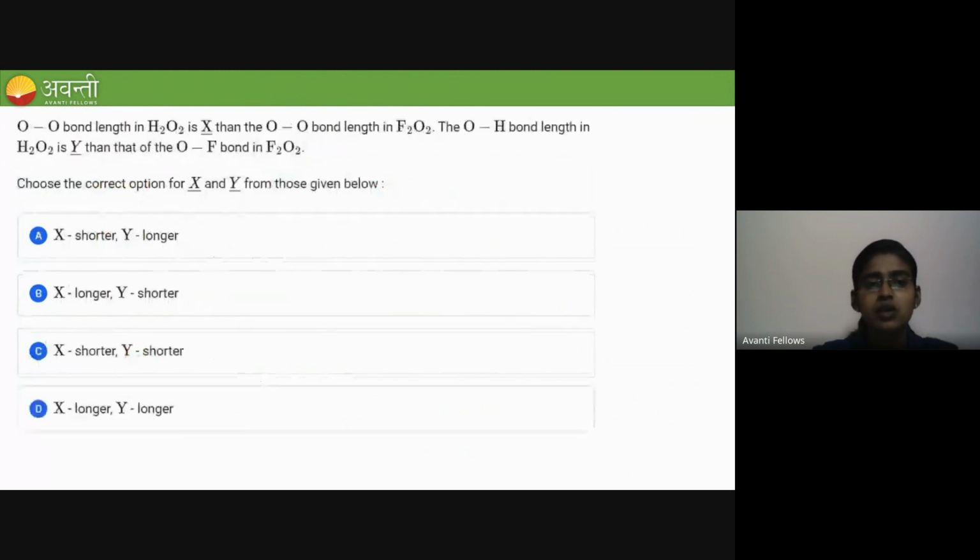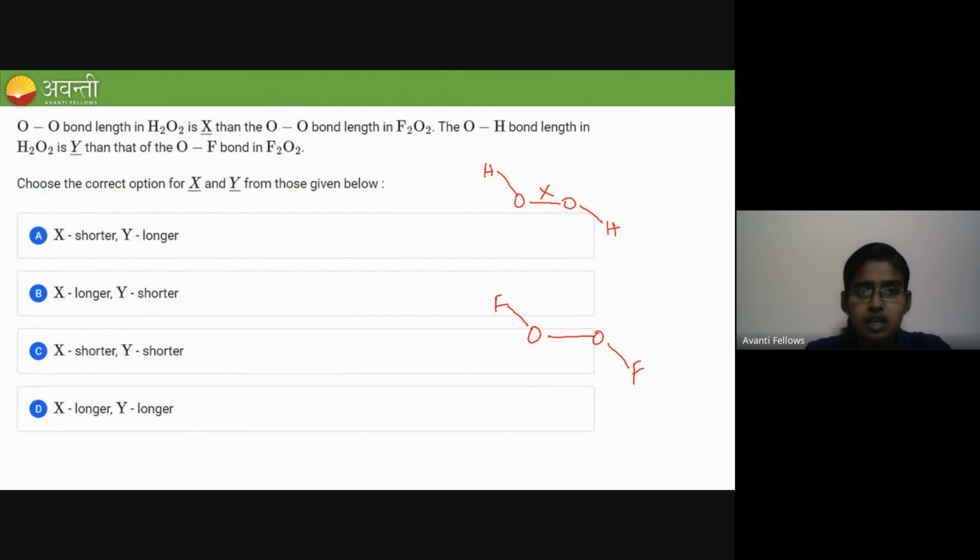Now let's solve one more question. The OO bond length in H2O2. So let me draw the structure of H2O2. This is taken as X. And the next, F2O2. This bond length is taken as, yeah, this is X in both the cases. The OH bond length in H2O2 is taken as Y. So first of all, talking about X, H2O2 is having the highest X value. The bond length in X is longer.